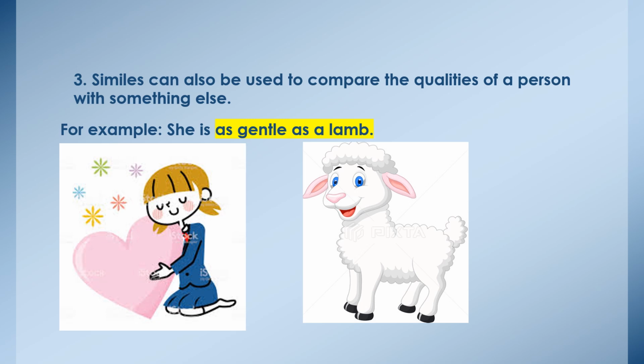Similes can also be used to compare the qualities of a person with something else. For example, she is as gentle as a lamb. The quality of being gentle is compared to the gentleness of a lamb.